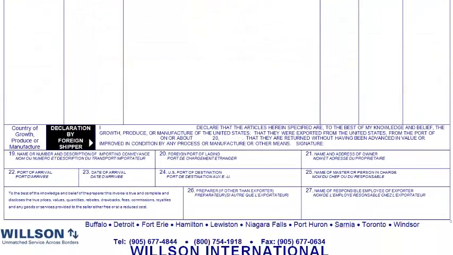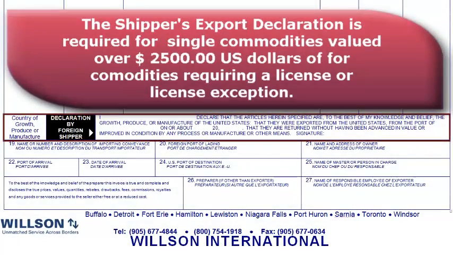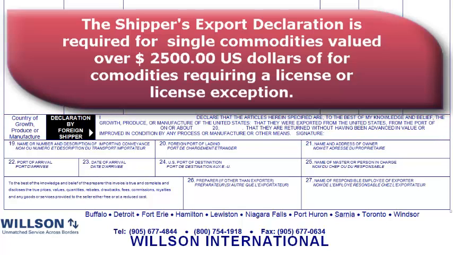The shipper's export declaration, SED, is generally required by the U.S. Census Bureau for shipping single commodities valued at more than 2,500 American dollars, or for commodities requiring a license or license exception.